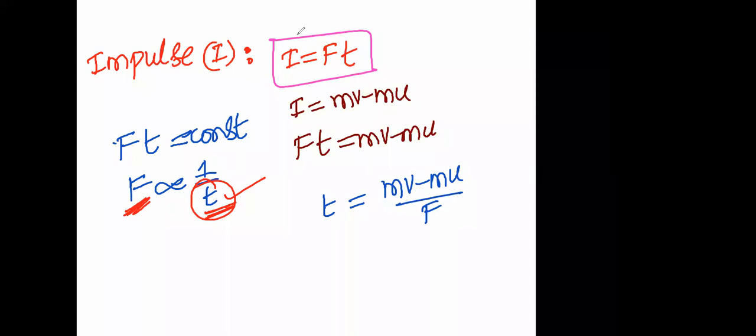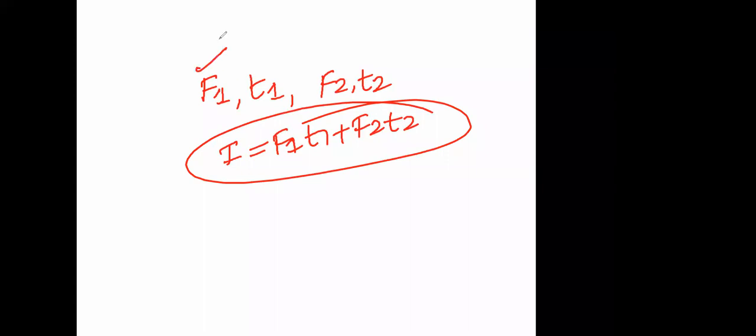Right? This is impulse. Let us suppose F1 is a force that is acting for the time period T1 and F2 is the force that is acting for the time period T2. Then impulse I is equal to F1 T1 plus F2 T2. This is the impulse when F1 acts for T1 seconds and F2 acts for T2 seconds.